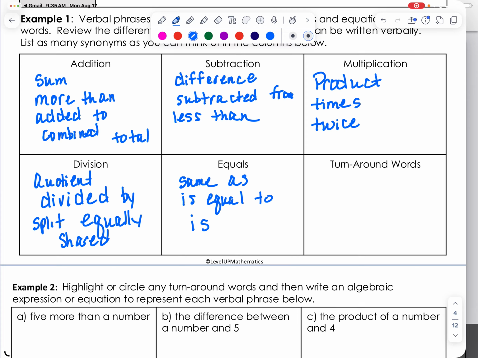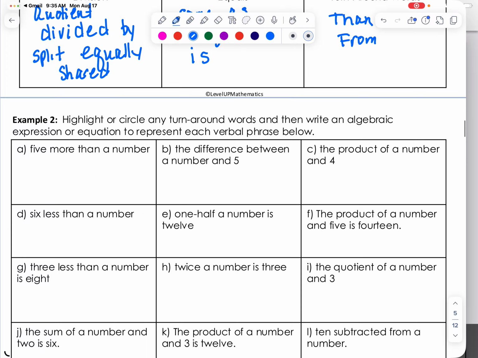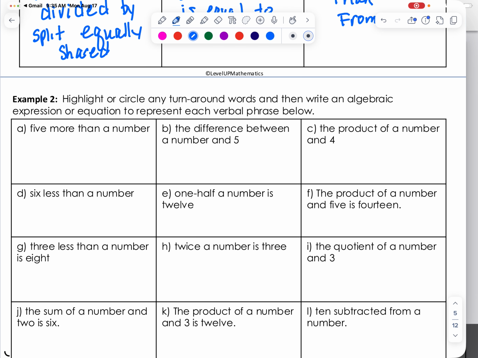Now, turnaround words are special words when we're translating verbal phrases. There are two turnaround words, the word than and the word from. For right now, just write them down and I'll show you how to identify turnaround words and how to use turnaround words. So we have two turnaround words, than and from. All right, look at example 2. Highlight or circle any turnaround words and then write an algebraic expression or equation to represent each verbal phrase below.